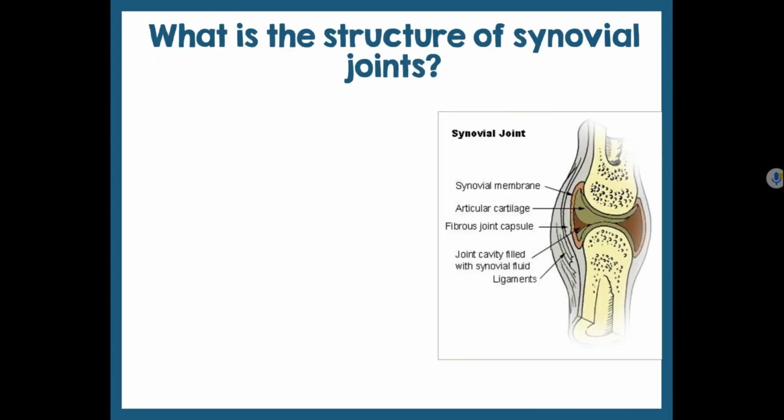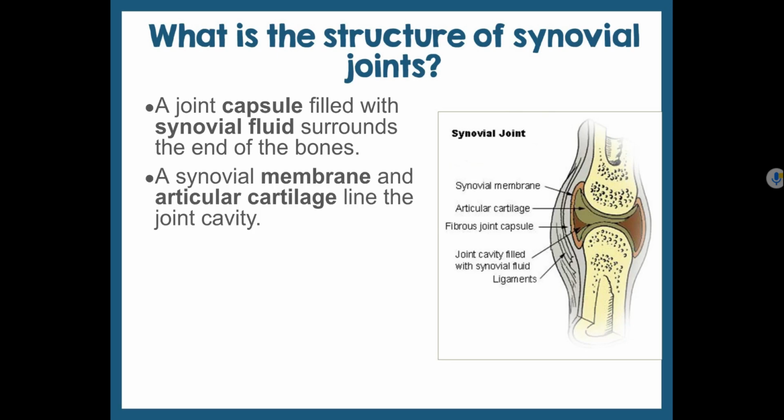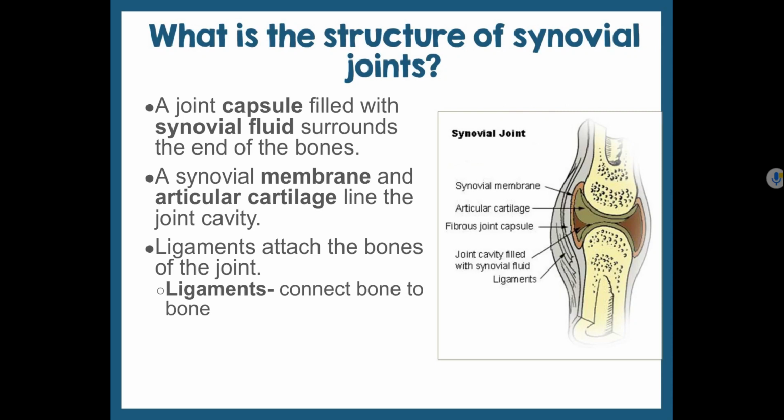Let me say a bit more about synovial joints. These are composed of a joint capsule filled with synovial fluid that surrounds the ends of the bones, and a synovial membrane and articular cartilage line the joint cavity. Ligaments attach the bones to the joint. Now, let me clarify what is a ligament and a tendon. You've heard these terms. Ligaments connect bone to bone, and tendons connect muscle to bone.